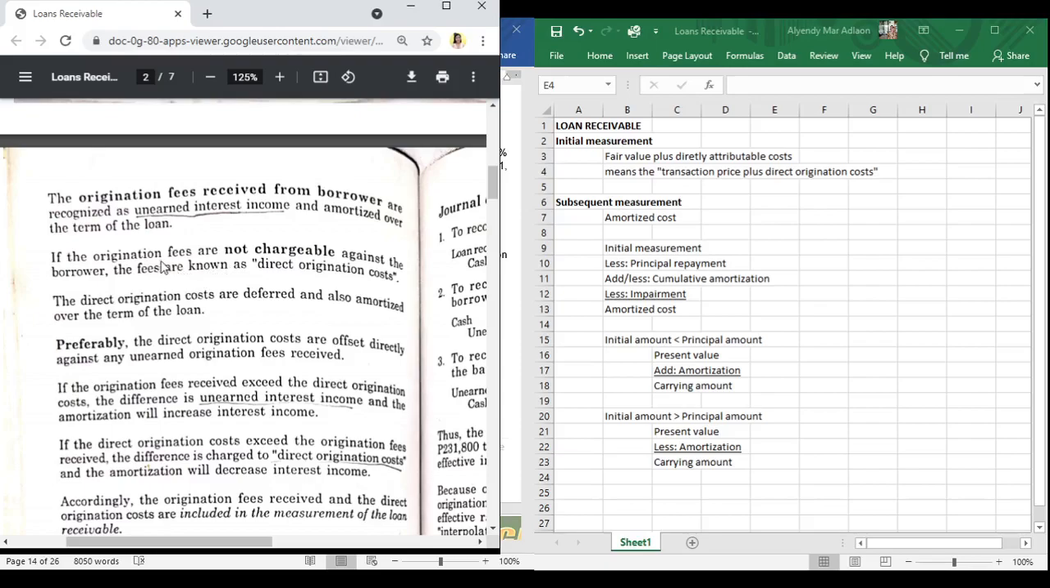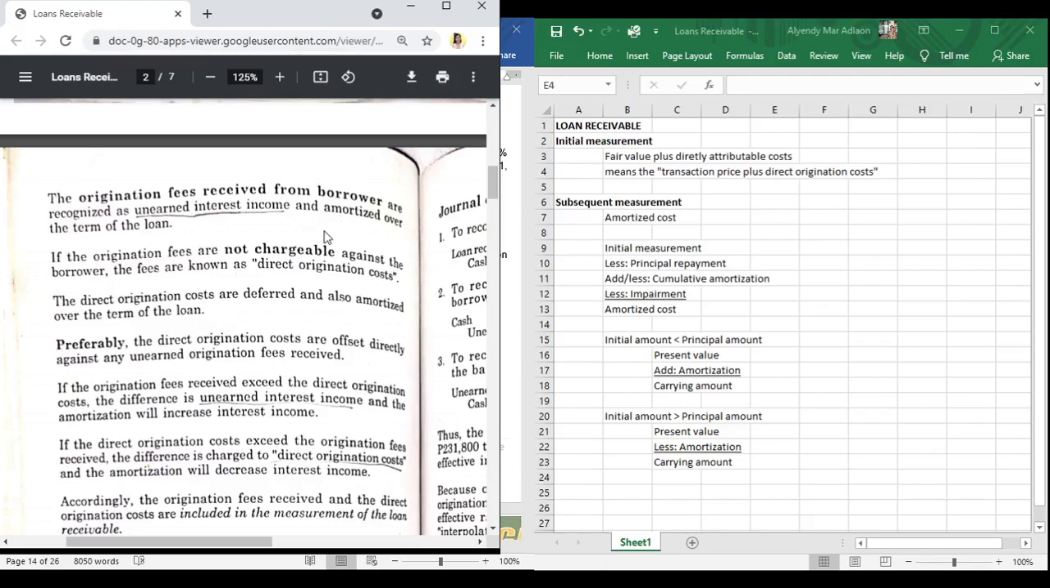Now, if the origination fees are not chargeable against the borrower, the fees are known as direct origination costs. The direct origination costs are deferred and also amortized over the term of the loan.